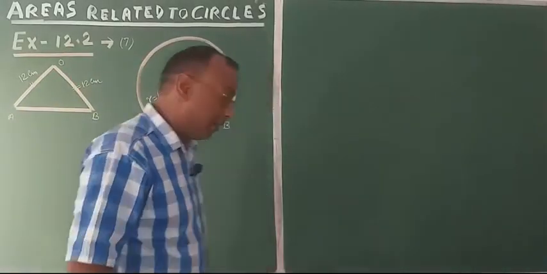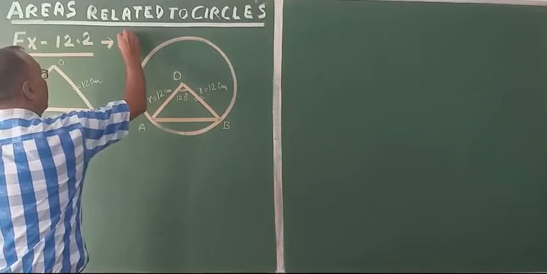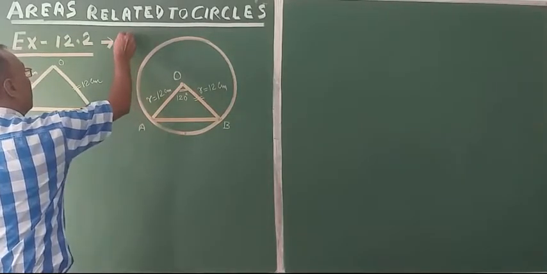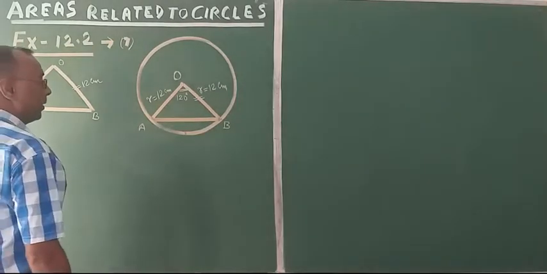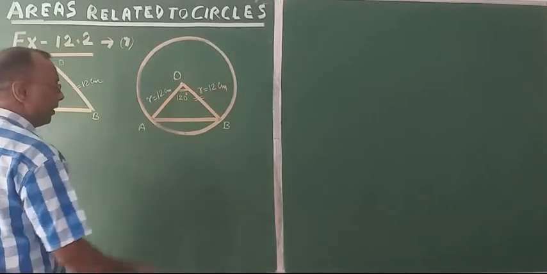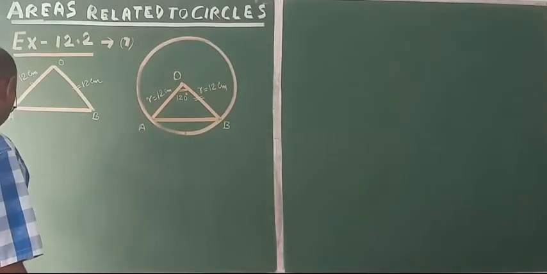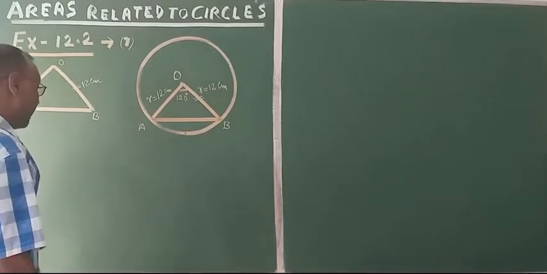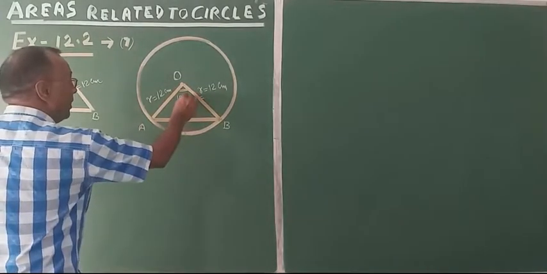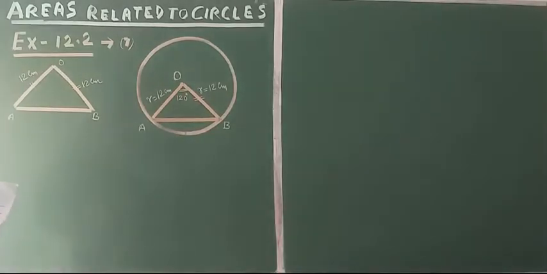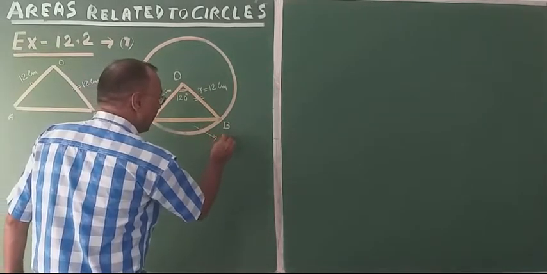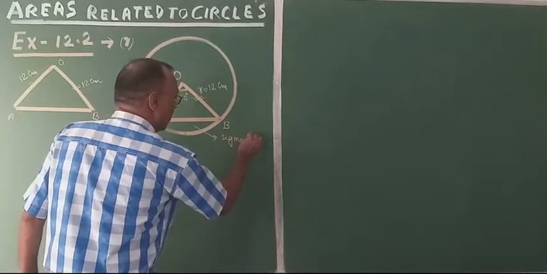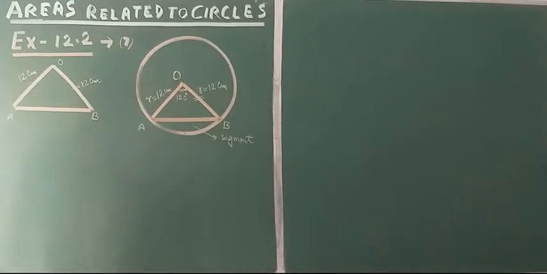Now this is question number 7. A chord of a circle of the radius 12 centimeter. The radius is given 12 centimeter and this is the chord AB, which subtends an angle of 120 degree at the center. This angle theta is given 120 degree. Question is this, find the area of the corresponding segment of the circle. Now this is the corresponding segment formed, and you have to find the area of this segment.